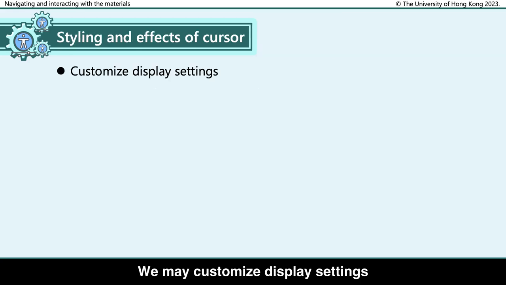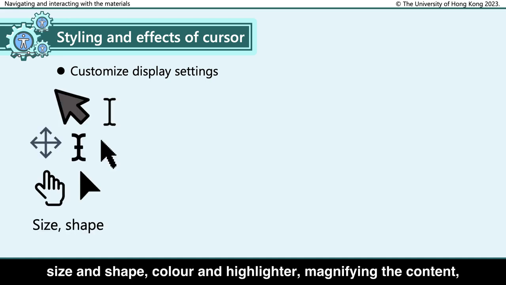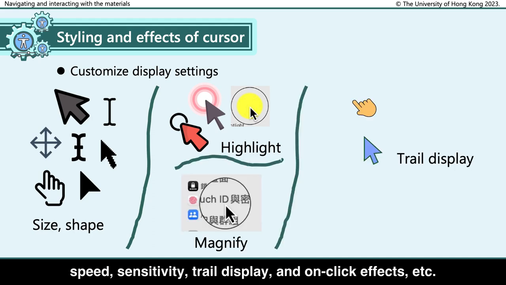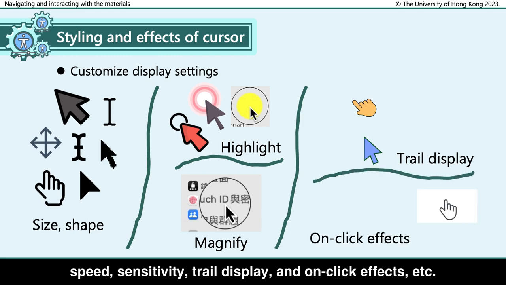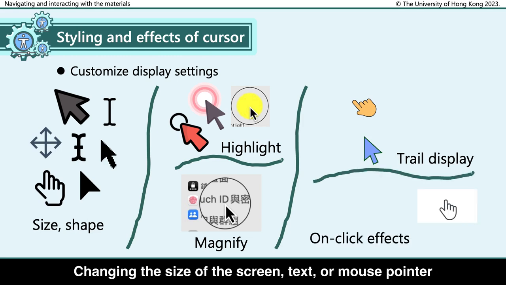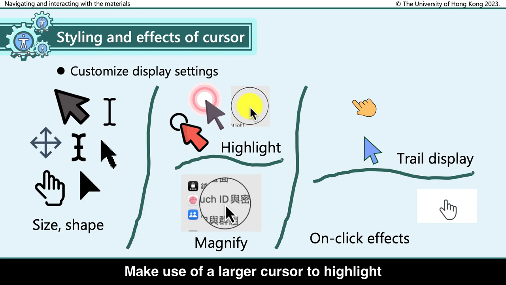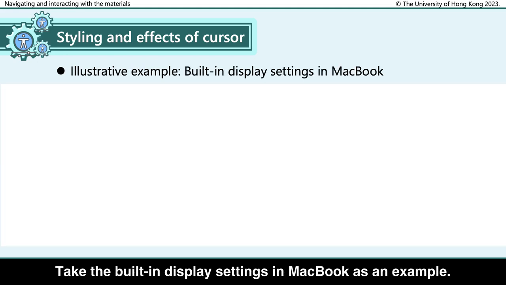We may customize display settings, such as the styling and effects of the cursor or pointer on screen. Examples include the following: size and shape, color and highlighter, magnifying the content, speed, sensitivity, trail display, and on-click effects, etc. Changing the size of the screen, text, or mouse pointer can make it easier for participants to follow along as you share your screen. Make use of a larger cursor to highlight and/or point to the main points of the content or the parts being elaborated. Take the built-in display settings in MacBook as an example.